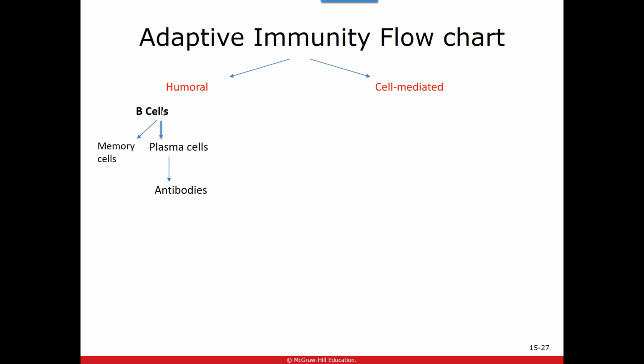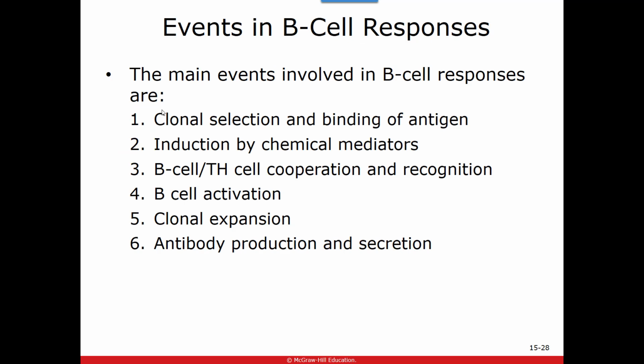Now, the main events involved in B cell response. One, we're going to bind the antigen, and we're going to have clonal selection, meaning we want to make more copies of that particular B cell. You want to mount your army. We're going to have different chemicals that are going to assist us with this. There is usually some type of T helper cell that's going to help activate. Again, when the two branches work together, they generally work more effectively. We're going to have all of that B cell activation, the full-on clonal expansion, and production of antibodies. We're going to talk about how we make those antibodies and how they work to get rid of the foreign invader.